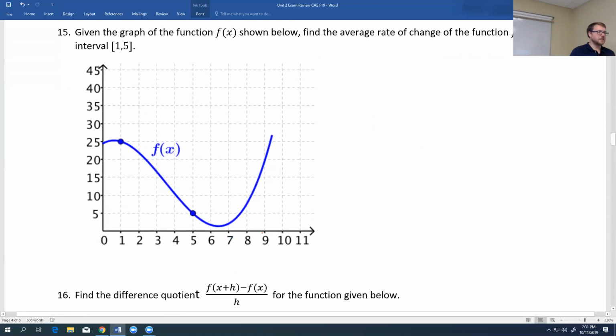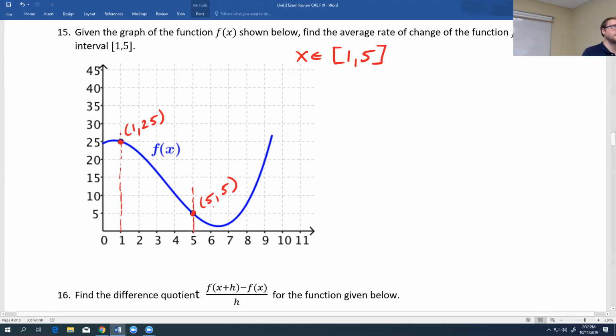All right. Given the graph of the function f of x shown below, find the average rate of change of the function f of x on the interval 1 to 5. So when they say on the interval 1 to 5, that's an x interval. Okay. So they want to know from here to here. And it just so happens we have a point there of (1, 25) and a point here of (5, 5).